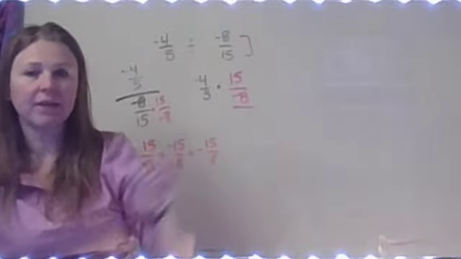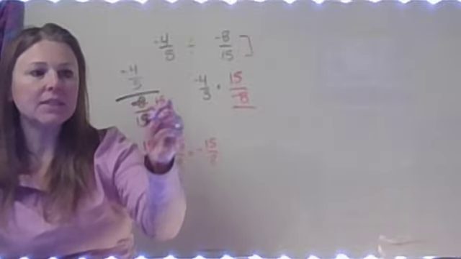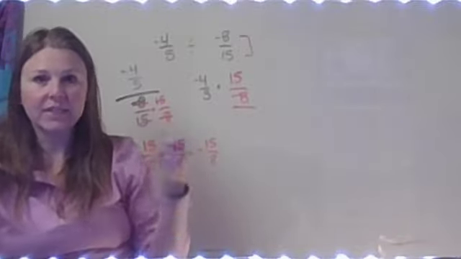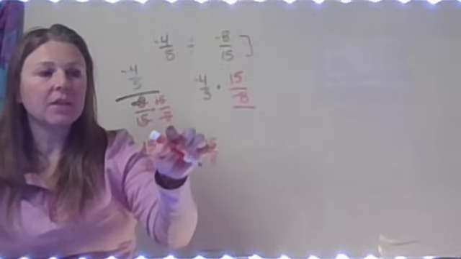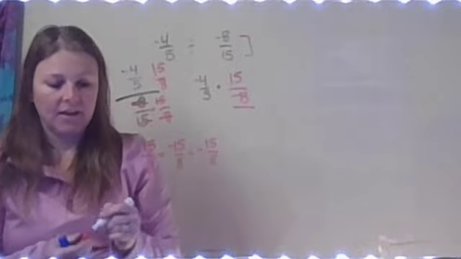So that's what we're doing right here. We're multiplying by the reciprocal so that this whole bottom business is gone. So it's easier to work with. Whatever you do to the bottom, you do to the top. So that's why we're doing this.